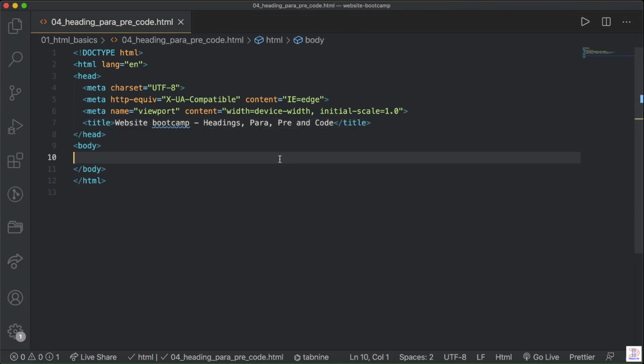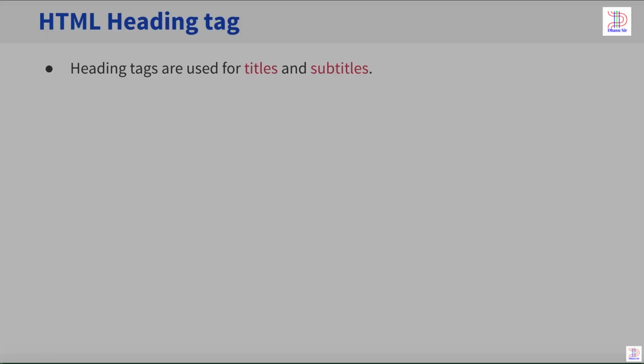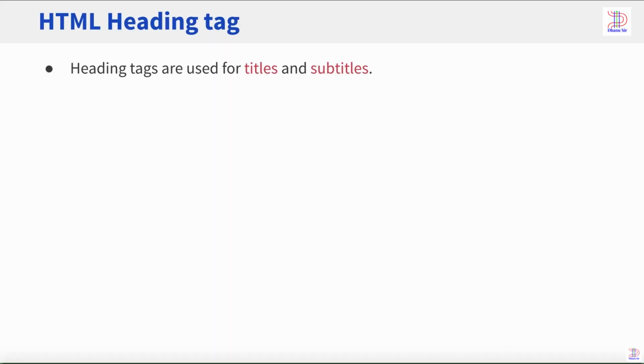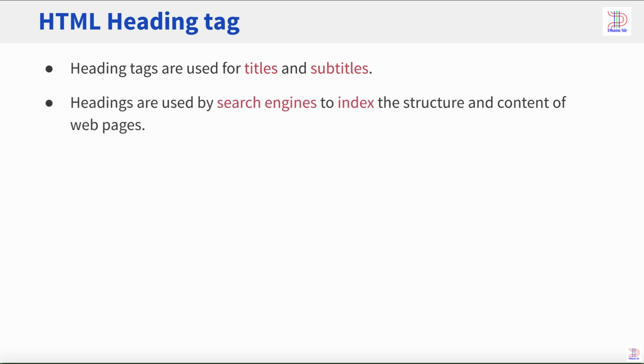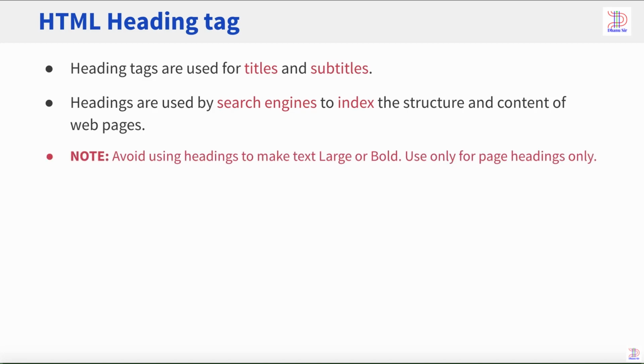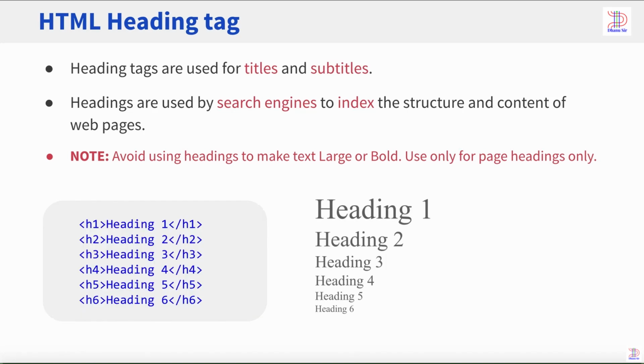Let's quickly go through some theory. The HTML heading tags are used for page titles and subtitles. The heading tags are very important as they are used by search engines to index the web page. Avoid using the heading tags to make the text bold or large. They should be only used for page headings. For example, when I give H1, the size of the text is quite big, and from H2 to H6, the size gradually decreases. These are the default sizes of the heading tags.